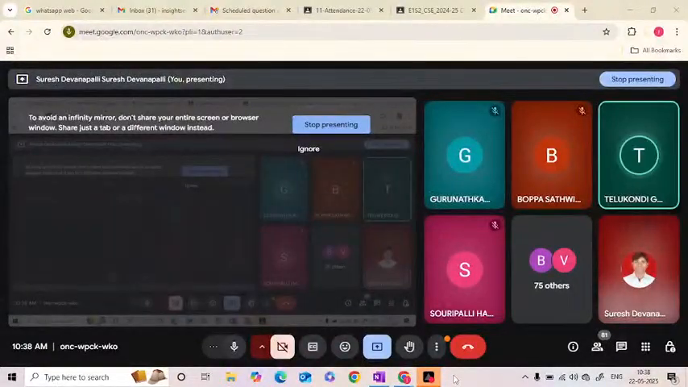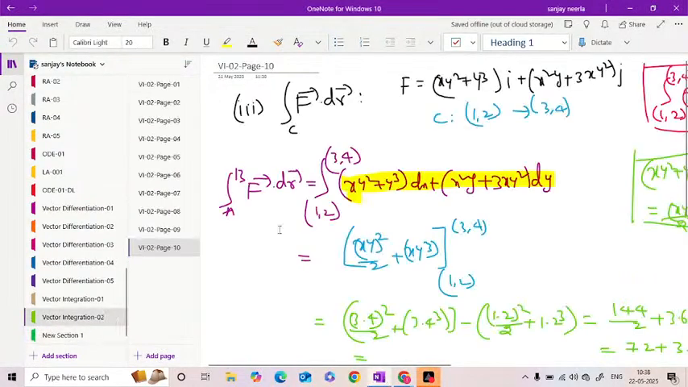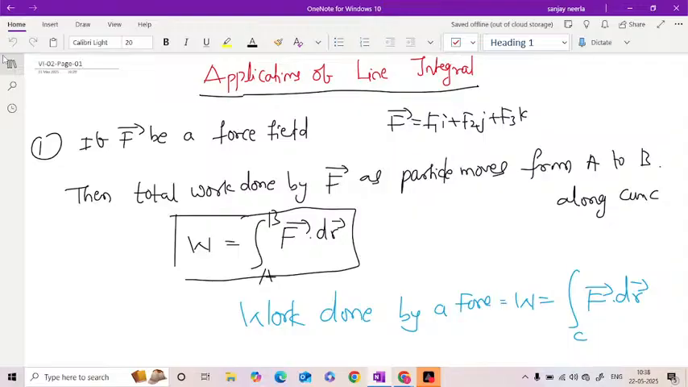Sir, what is the last topic? Previous topic ఏంటండి? Conservative. Applications of line integral. Applications of line integrals. Okay. So ఏమైనా డౌట్స్ ఉన్నాయండి అప్లికేషన్స్ ఆఫ్ లైన్ ఇంటిగ్రల్లో?